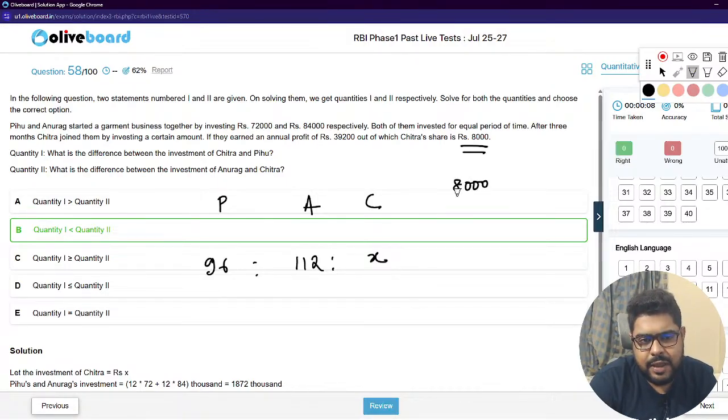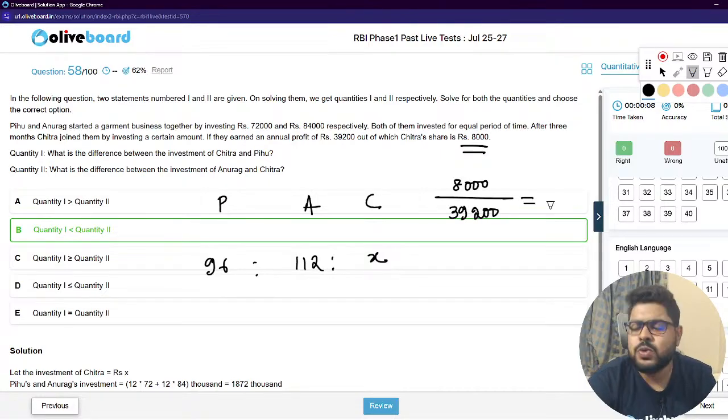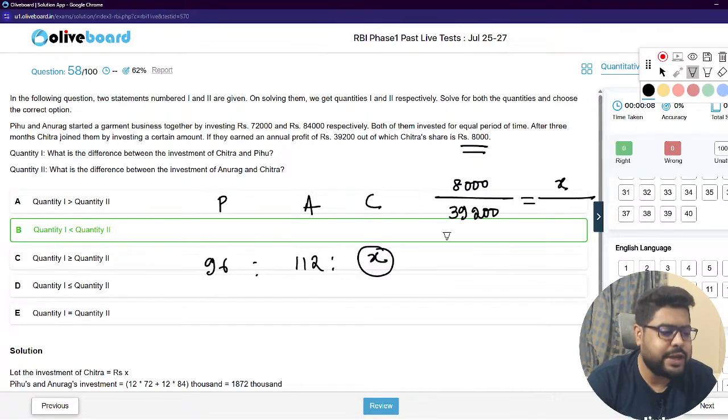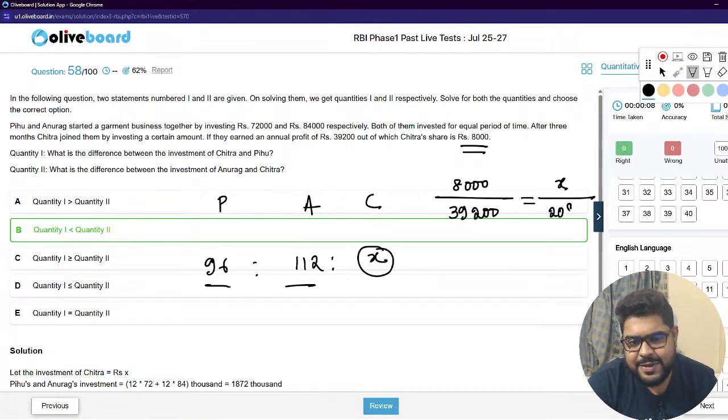Say you have got to this situation, and Chitra is getting 8,000 out of 39,200. So just to make use of your equation, look, Chitra will get x parts out of how many parts? Out of the total. Let's not take total, sir. We can use a little bit of a trick here. So these two are total how much, sir? So this is 208 parts. You see, 112 and 96 is 208.